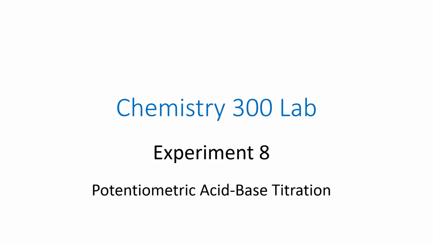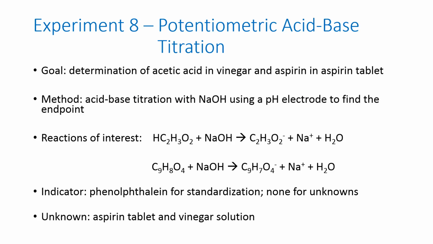This is the video Introduction to Experiment 8, Potentiometric Acid-Base Titrations. You'll be doing two unknown determinations in this experiment. You're going to determine the amount of acetic acid in vinegar and the amount of aspirin in a commercial aspirin tablet. The method you're going to use for both of these is an acid-base titration with sodium hydroxide as your titrant, the same thing you did in experiment 3.